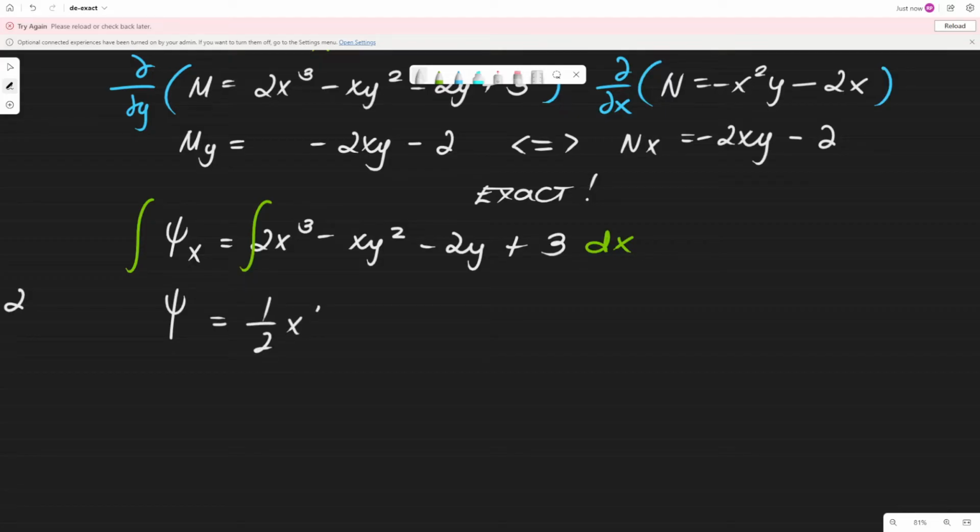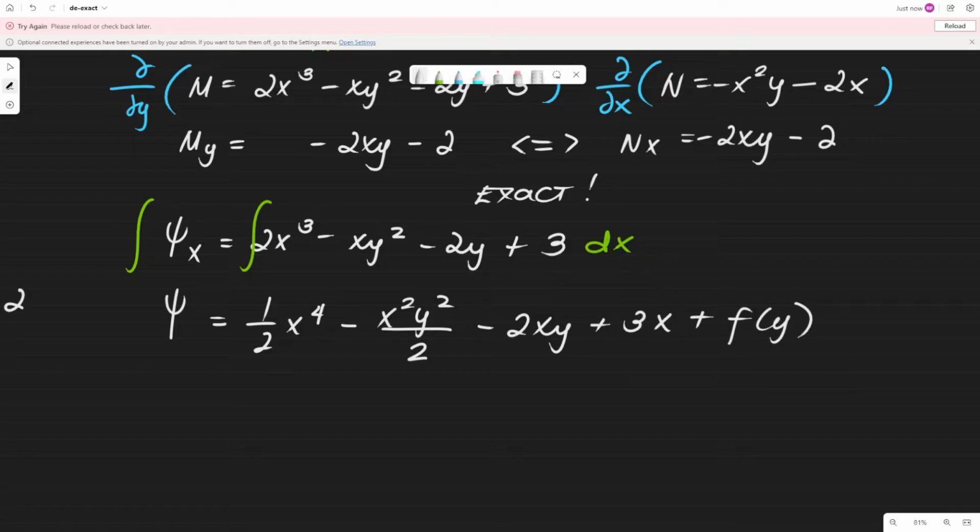the fourth. No, bakit siya naging 1/2 x to the fourth? Kasi magiging 2x to the fourth over 4. So, 2 over 4 is 1/2. Then we have minus x squared y squared over 2. Then we have negative 2xy plus 3x plus, wag natin kakalimutan yung ating f of y. Kasi yan yung ating kukunin na mamaya, no? Yung value. Okay? So, next, no?